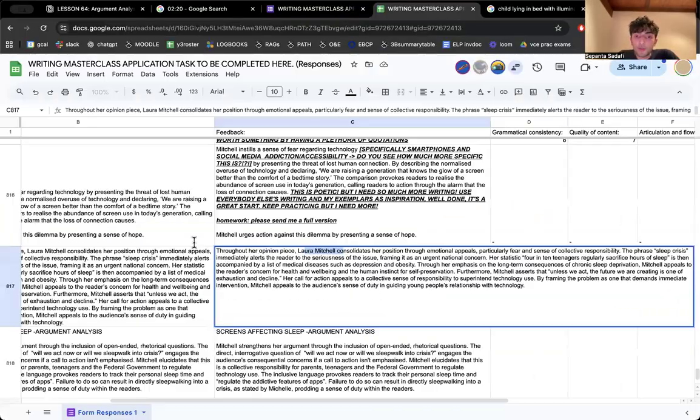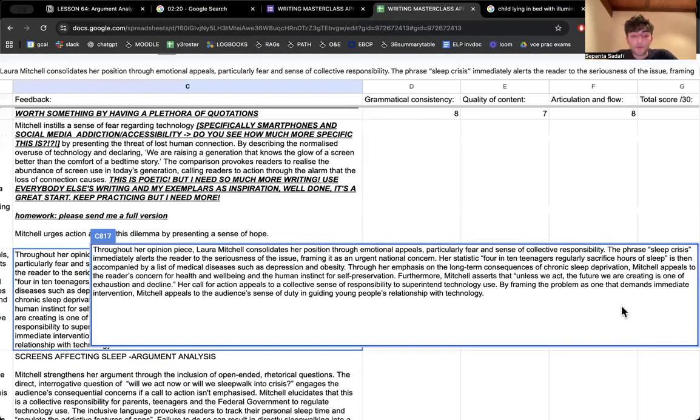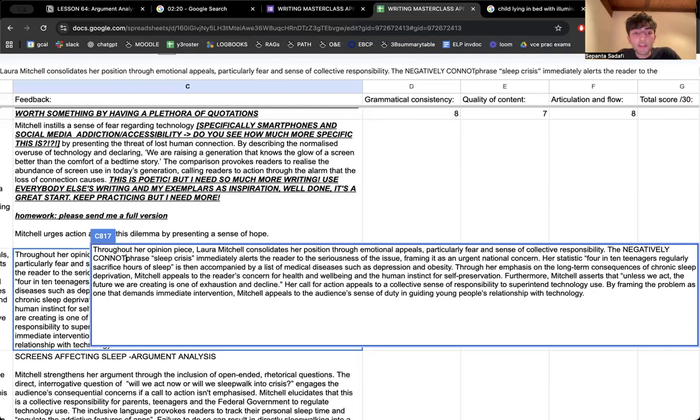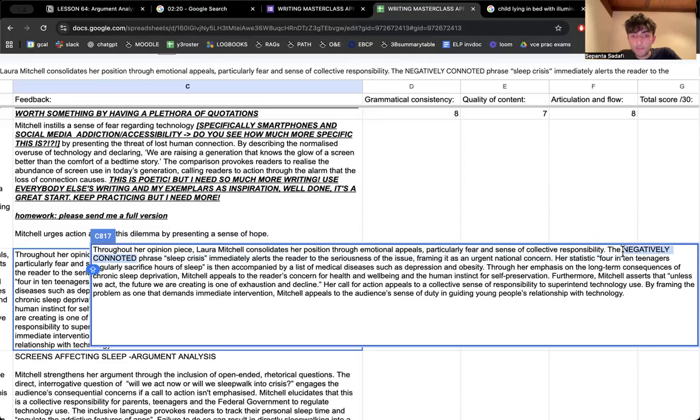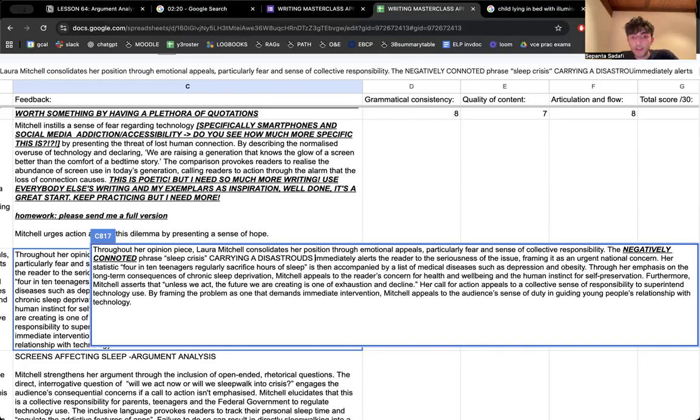Throughout the opinion piece, Laura Mitchell consolidates her position, emotional appeals, fear, collective responsibility. The phrase sleep crisis. Now say this, the negatively connoted phrase sleep crisis, carrying a disastrous tone, right? Talk to me about the tone that words carry. Use that type of language. Practice it, guys. Practice your writing. Practice using this type of language. Framing it as an urgent national concern, a statistic, 4 in 10 teenagers regularly sacrifice hours of sleep, accompanied by a list of medical diseases, depression, obesity, emphasis on long-term consequences.